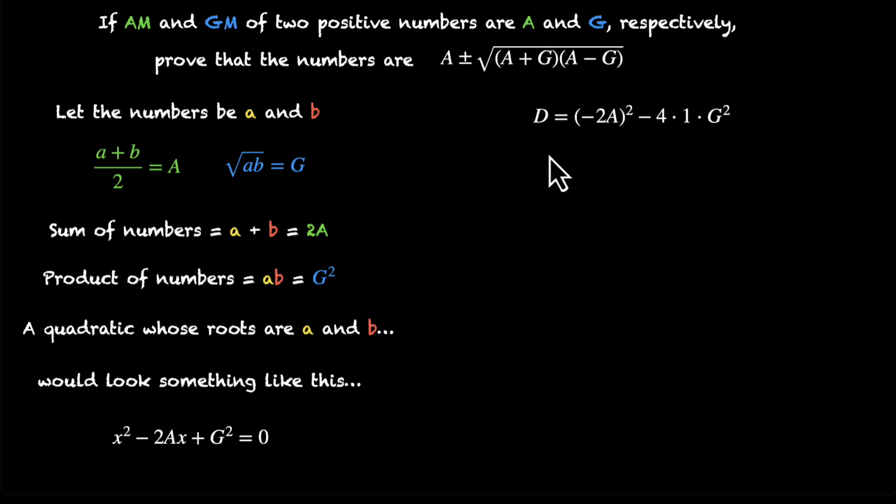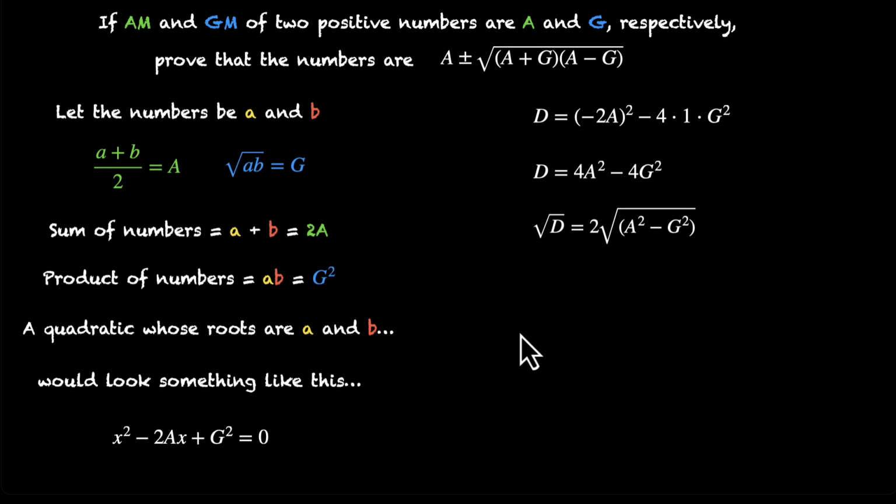So D is equal to b square minus 4ac, that's (minus 2A) square minus 4 times 1 times G square. And if we simplify this, we get 4A square minus 4G square. That's our D. Let's take its square root. Root D equals 2 times square root of A square minus G square. Root of 4 is 2 and then A square minus G square comes inside the square root. That's our root D. Now it's time to finish this off.